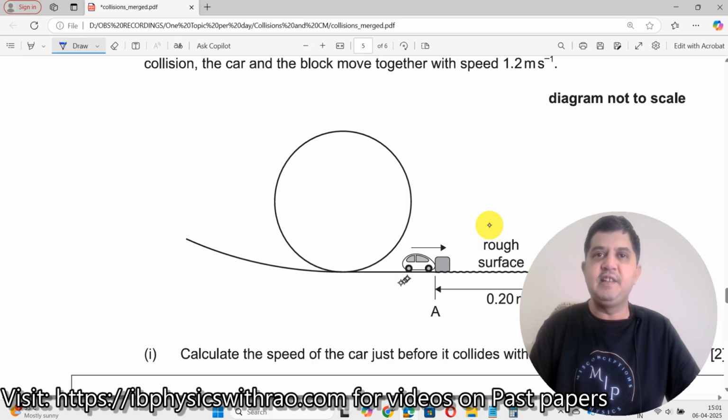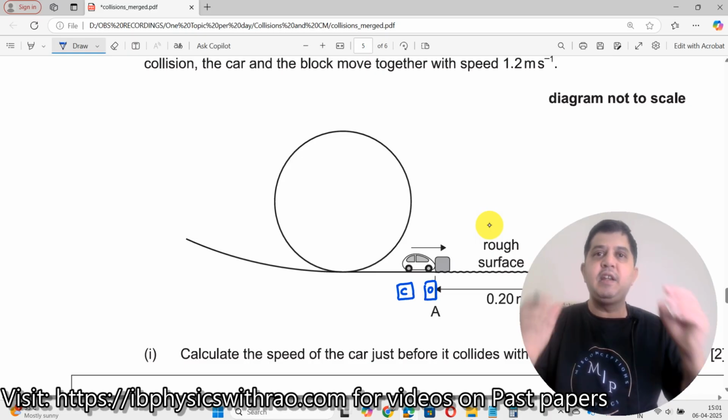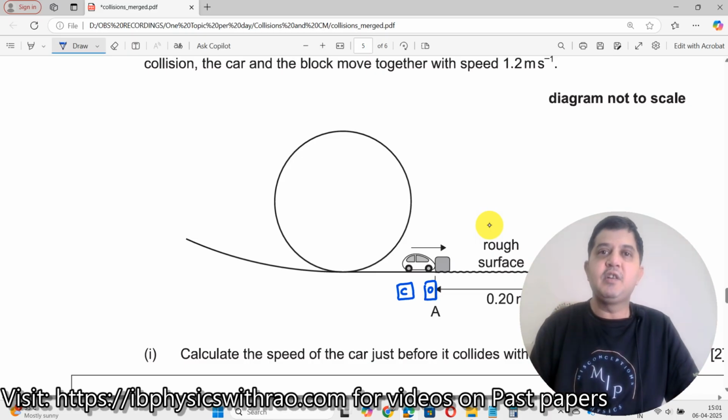Which means the question is, even before, let us say the car is drawn like this. This is my car here. This is my object over here. When I have the object over here, and it is no more in contact with this, then what is the speed of this car before it collides with it? Okay. So how do I solve this?